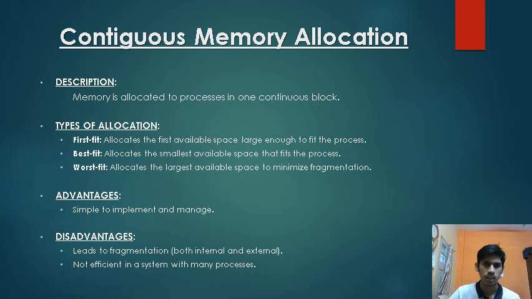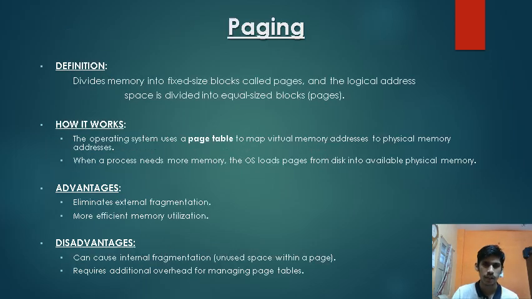Contiguous memory allocation. Description: memory is allocated to processes in one contiguous block. Types of allocation: first fit, best fit, worst fit. What are its advantages? Simple to implement and manage. Disadvantages: leads to fragmentation, both internal and external. Second, not efficient in a system with many processes. Okay, let's proceed to next slide.